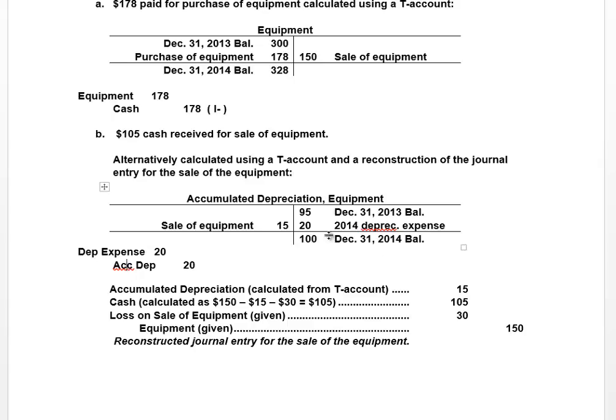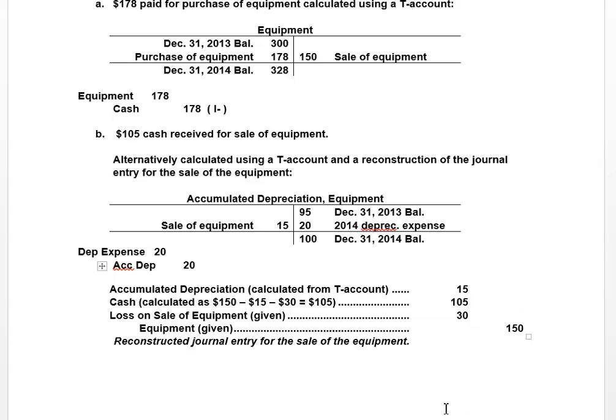So the idea is to go from 95 to 100. When I increased my accumulated depreciation by 20, I must have gotten rid of accumulated depreciation of 15 when I sold this $150 in equipment. So I'm going to credit my equipment, debit my loss. My loss was given to me in the question. I didn't make it up. They gave it to me, and I know accumulated depreciation is 15. So therefore, my cash to plug it in must have been 105, and that's going to be an investing inflow.